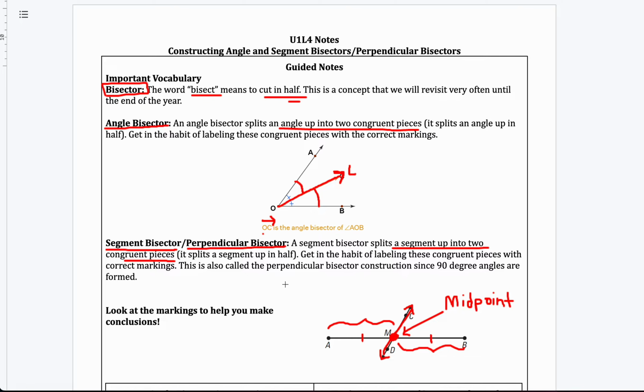So get in the habit of labeling your congruent segments. When we're doing this construction, segment bisector is a good definition to know. However, the construction specifically is going to be created with perpendicular lines. That means that we're going to have 90-degree angles in our diagram, and we have to get used to labeling those things.